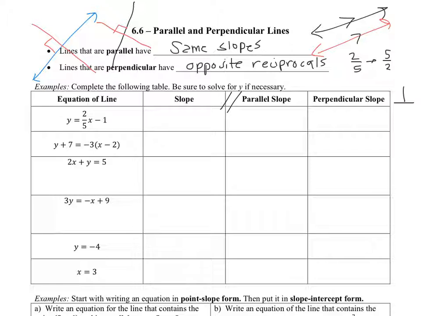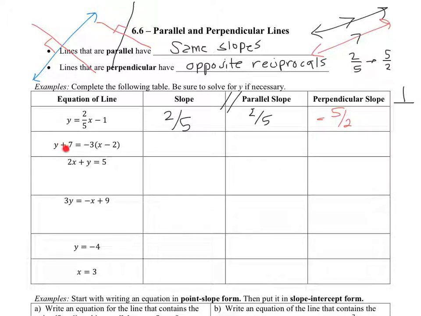The slope is 2/5. So the parallel slope has to be the exact same. And the perpendicular slope would be: take 2/5, write the reciprocal, which is 5/2, and then take the opposite of that number, which is negative 5/2.